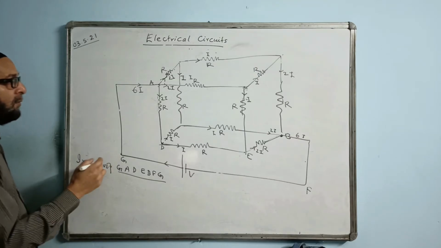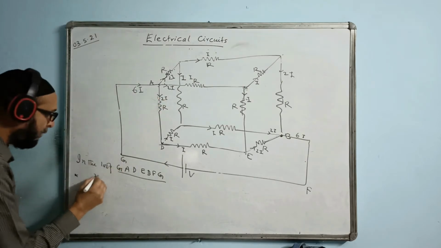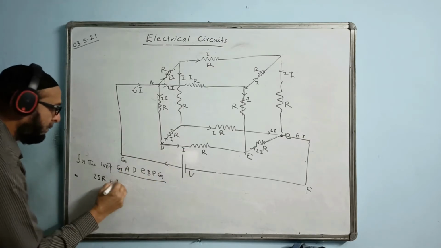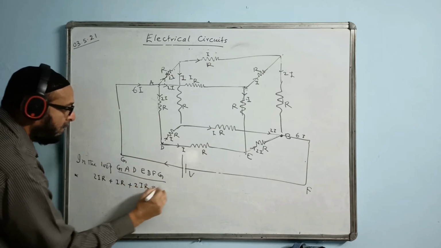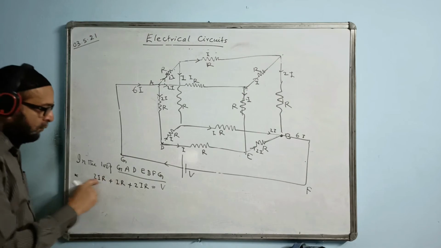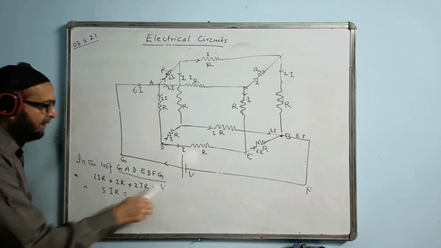So now I will write the current into resistance: 2I into R. Write here 2IR plus IR plus there also 2IR is equal to the total voltage V. 2 plus 2 is 4, this becomes 5IR. 5IR is equal to V.